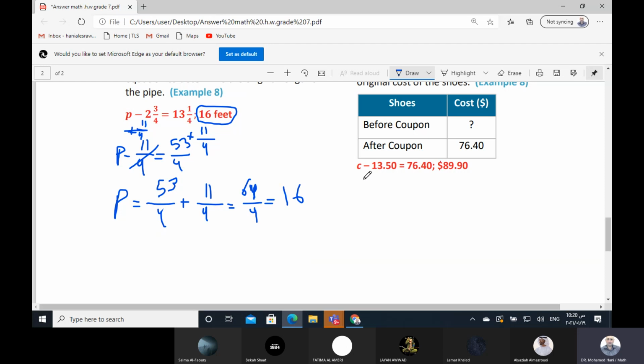So remove the constant. How? Add the opposite number. Add 13.50 to the two sides. Minus 13.5 and plus 13.5 will be 0. Remains here C equal. Now here you can add 0 plus 0 will be 0. 4 plus 5 will be 9. Drop the point. And 6 plus 3 will be 9. And 7 plus 1 will be 8.